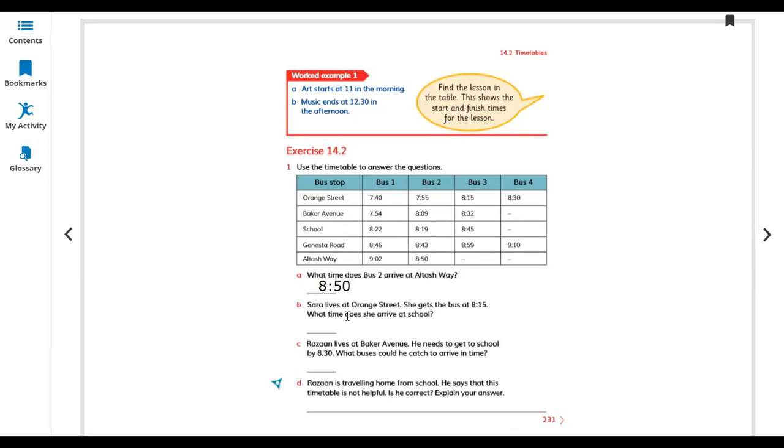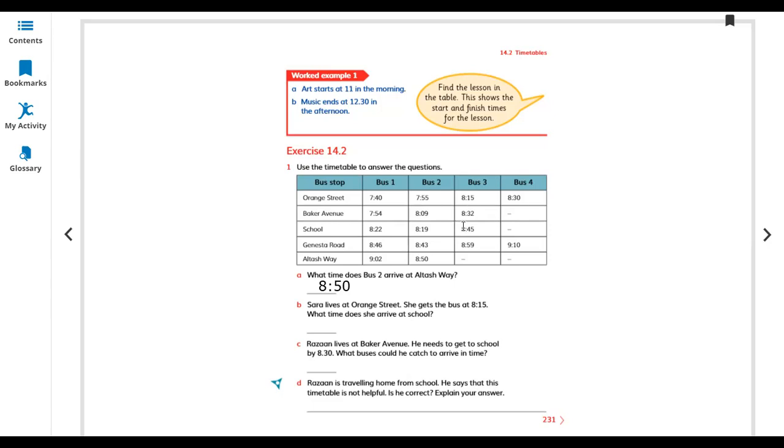Sarah lives at Orange Street. She gets the bus at 8:15. What time does she arrive at school? So 8:15, it's bus 3, I think. And the time she arrives at school is 8:45.